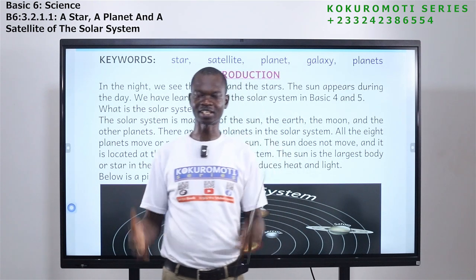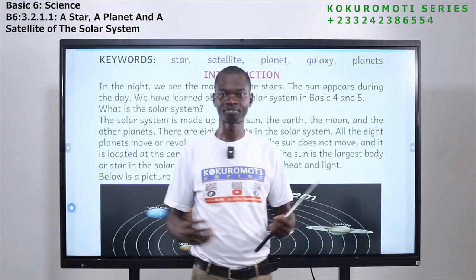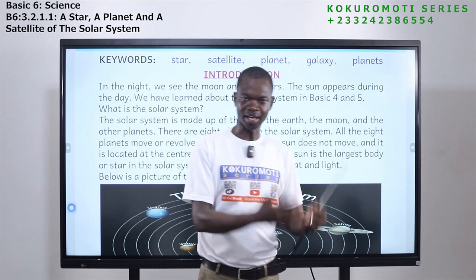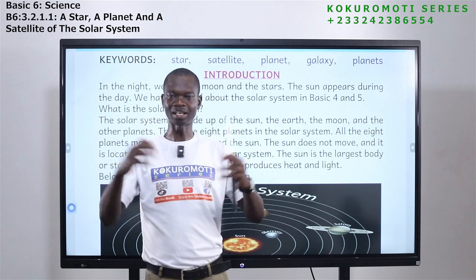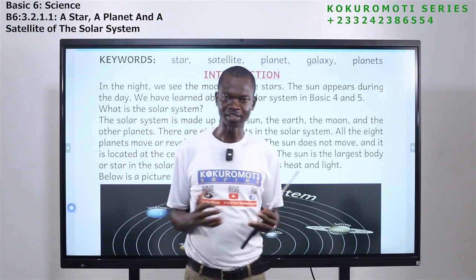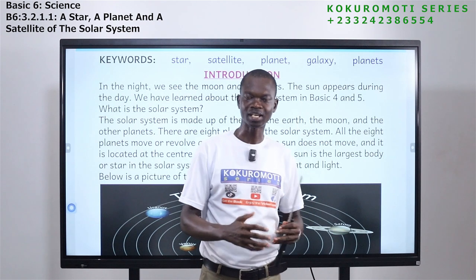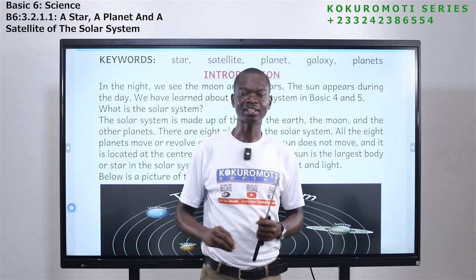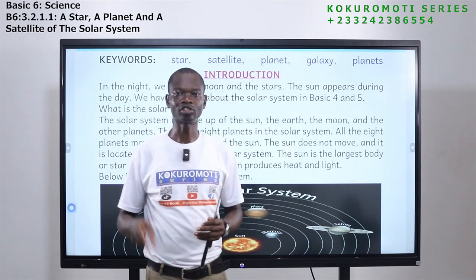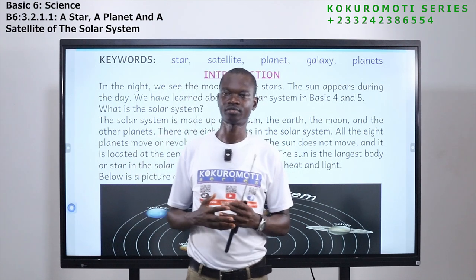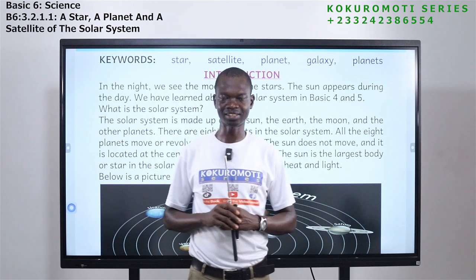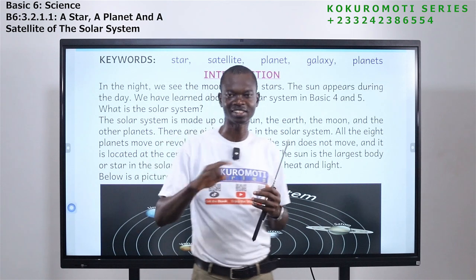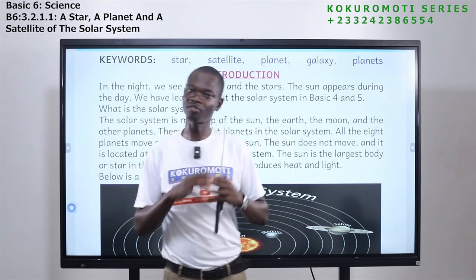So anytime you hear about the solar system, we are talking about the sun. Solar, the sun. The solar system. We are talking about the sun, the Earth, the moon, and other planets. So the sun, the Earth, the moon, and other planets form the solar system. In the solar system, the sun is at the center. It does not rotate. It does not revolve. The sun is always at the center. But all the 8 planets, they move around the sun.